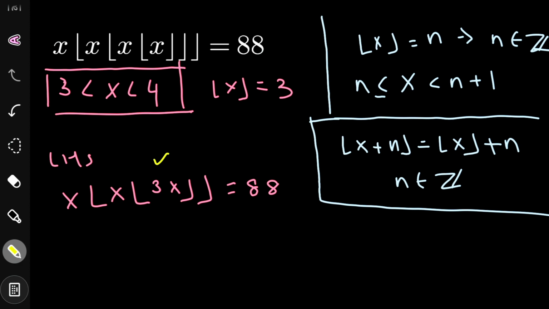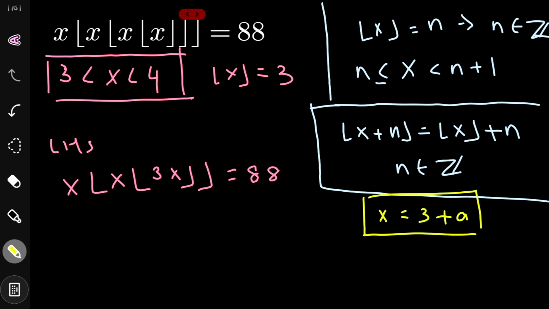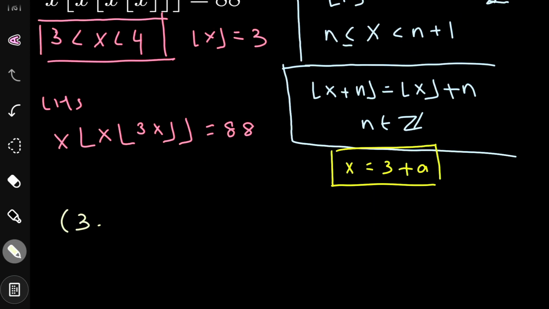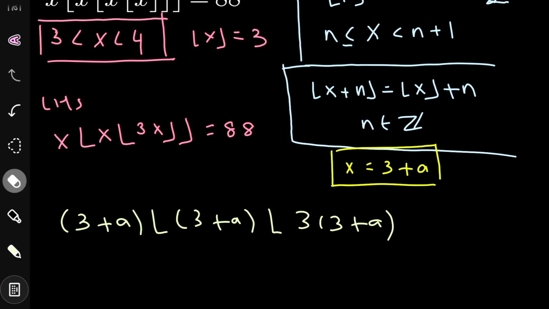Now to solve this equation further, we will simply substitute x equal to 3 plus a. So in this equation, the left hand side will turn out to be (3 plus a) multiplied with the floor value of 3 times (3 plus a). Now 3 times (3 plus a) can be written as 9 plus 3a, the floor brackets close, and this thing is equal to 88.